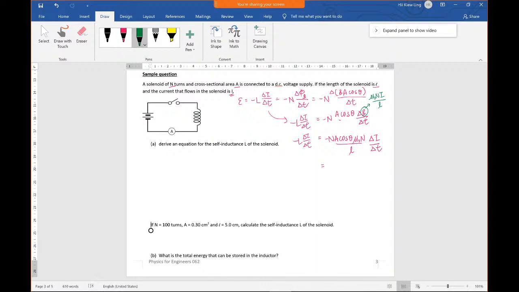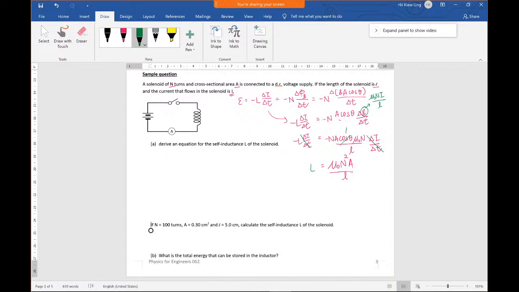Copy down. So delta I over delta T can be cancelled off on both sides. So finally, simplify your equation. You get mu naught N square A over L. Cos theta here is equal to 1.